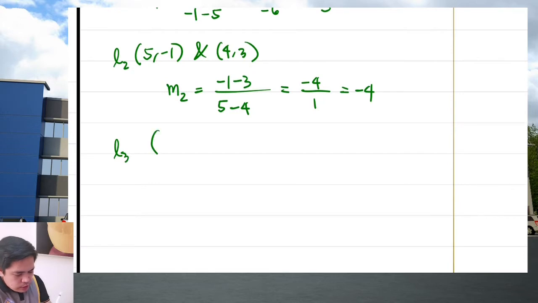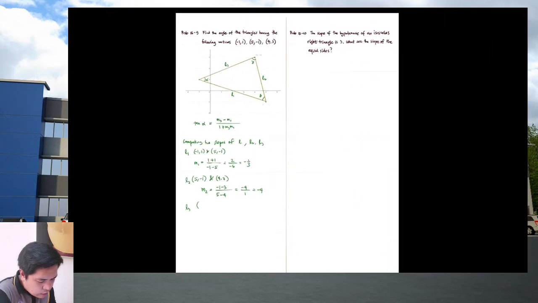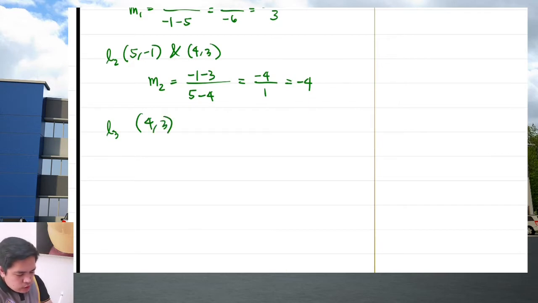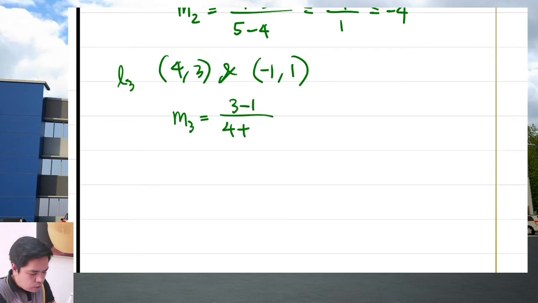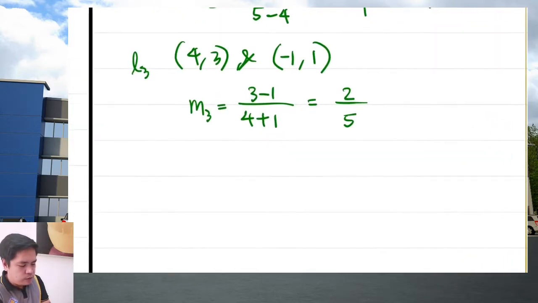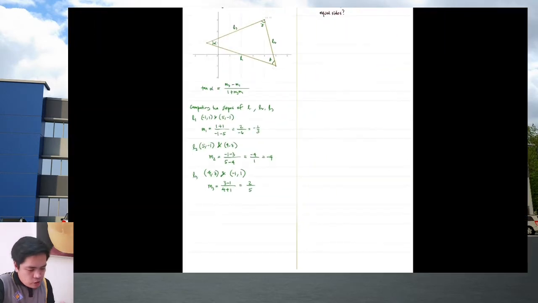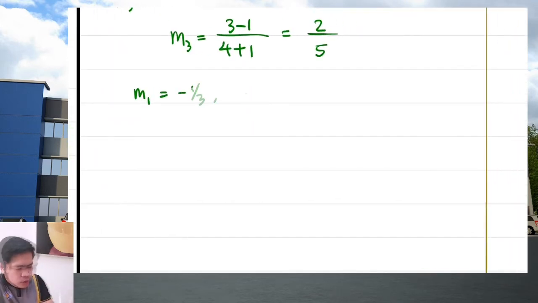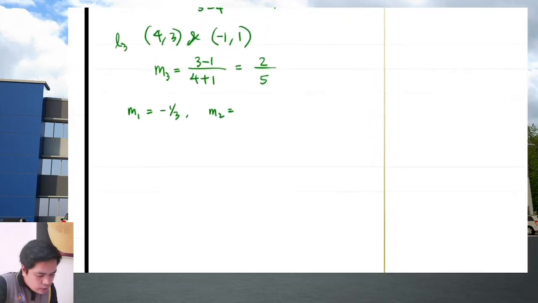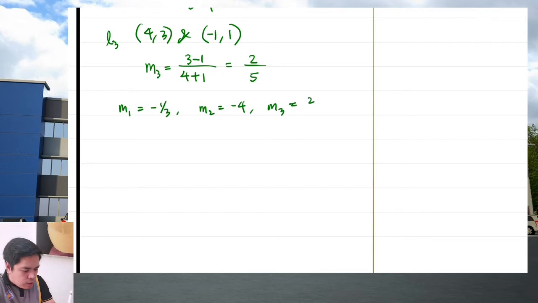Line 3 connects 4, 3, and negative 1, 1. So the slope of line 3 is equal to rise over run: 3 minus 1 over 4 minus negative 1, which is 2 over 5. So the slope of the third line is 2 over 5. Okay, so we now have the slopes. Let me copy that since our screen is small. The slope of line 1 is negative 1/3, the slope of line 2 is negative 4, and the slope of line 3 is 2/5.